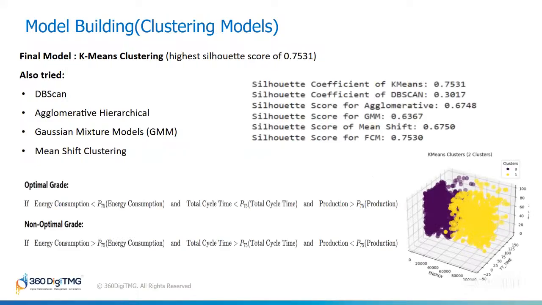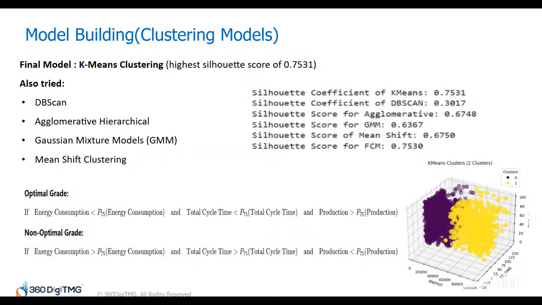Now we come to the model building phase. As I already mentioned, we did not have an output variable, so our data was unsupervised. So we applied unsupervised learning algorithms like DBSCAN clustering, k-means clustering, agglomerative clustering, mean shift clustering, and GMM clustering. To cluster the grades, we use some key features such as energy consumption, total cycle time, and production. Based on these features, we define two classes: optimal grades and non-optimal grades.